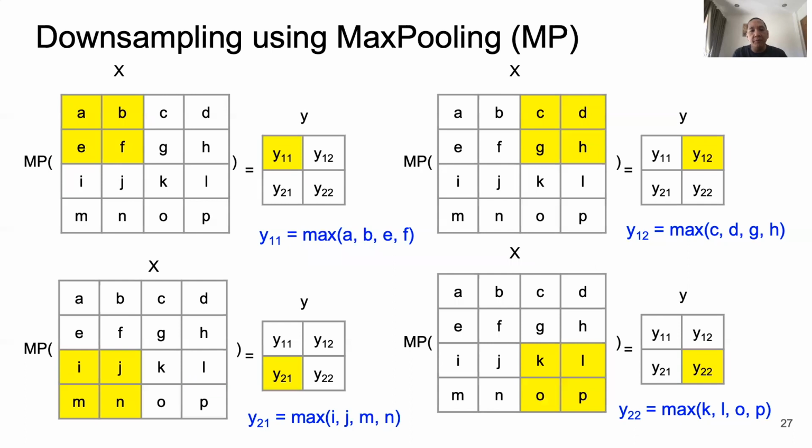Using a 4x4 feature, in this slide, we demonstrate max pooling with the kernel size of 2x2. Y11 is simply the max of A, B, E, and F. The rest is computed in the same manner.